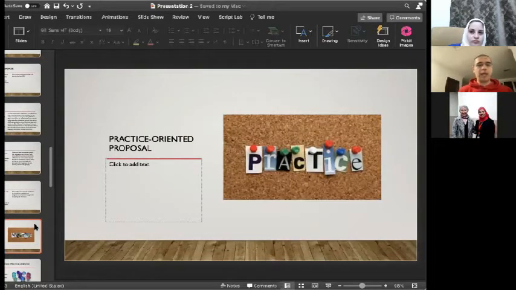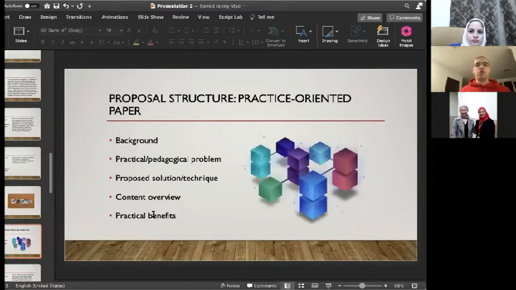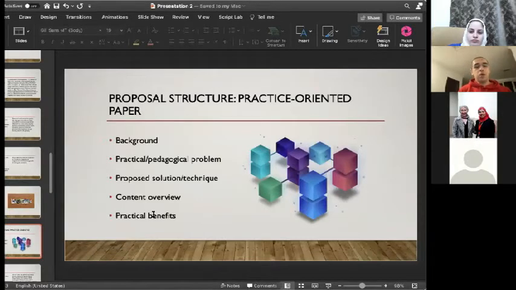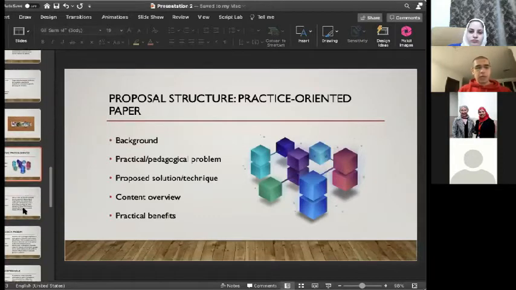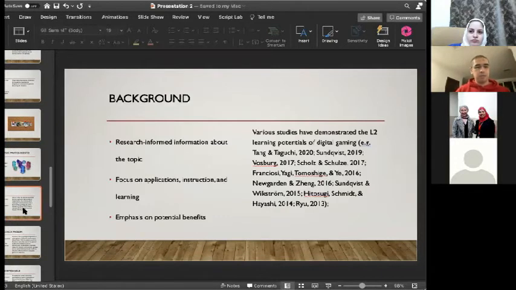So that's the research-oriented proposal or paper. Now let's switch to the practice-oriented proposal, and that's a proposal focused on pedagogical interventions or implementations. So typically this proposal has 5 key components: background, practical or pedagogical problem, proposed solution or technique, content overview, and practical benefits. So again, I'm demonstrating this with a proposal that was accepted at TESOL International this year. And it should be available online by the end of the month, because as you know, TESOL International is happening virtually this year.